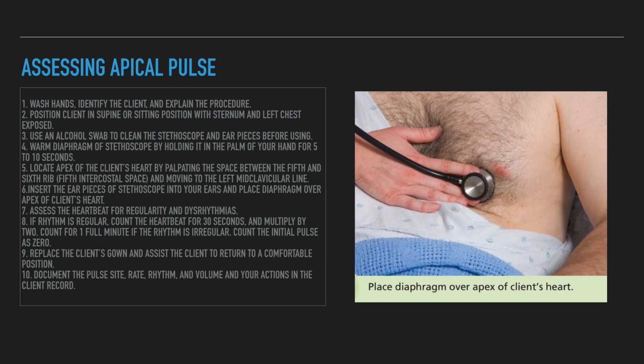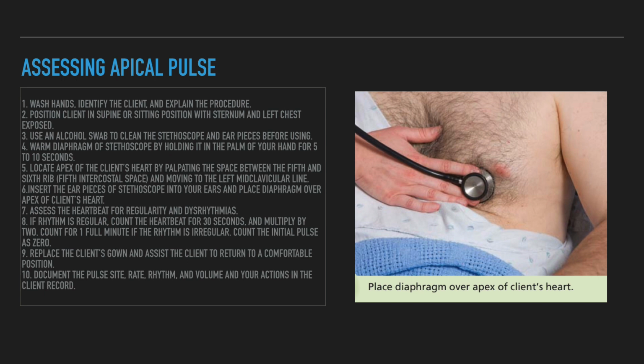Next, locate apex of the client's heart by palpating the space between the 5th and 6th rib, 5th intercostal space, and moving to the left midclavicular line. Then, insert the earpieces of stethoscope into your ears and place diaphragm over apex of client's heart. Rationale: the heartbeat is usually heard loudest at the 5th intercostal space, near the midclavicular line.